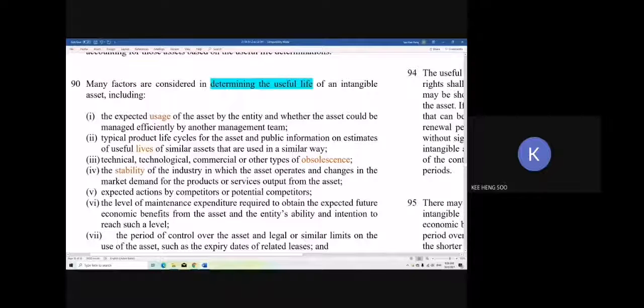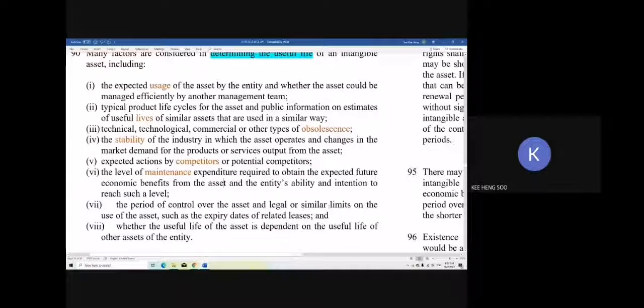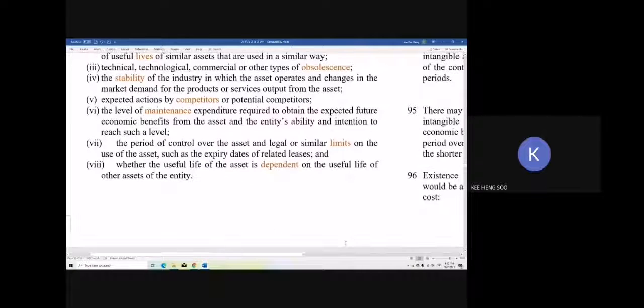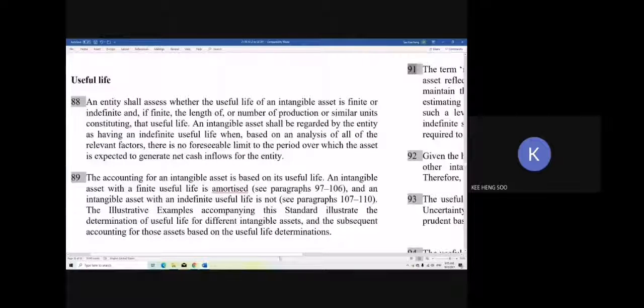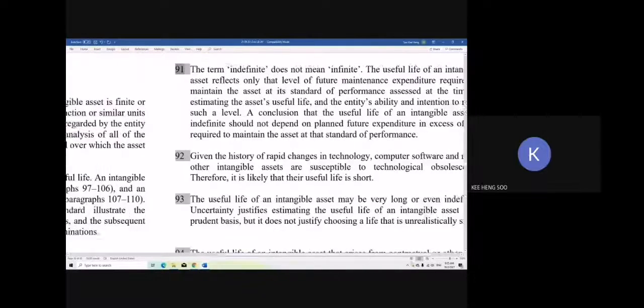Competitors. Okay, maintenance expenditure. Legal or other limits. Certain control by government. Whether it is dependent? Sometimes a certain asset depends on another asset to survive. Okay, the rest you can read yourself.